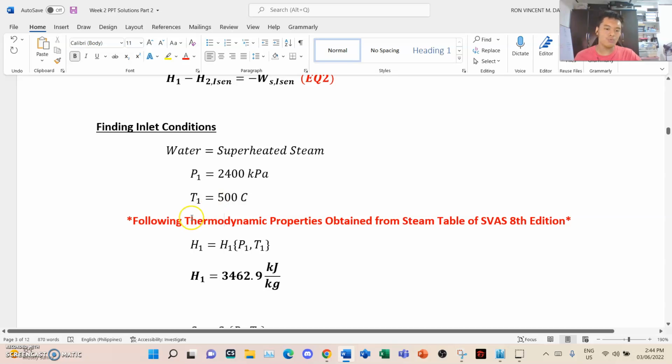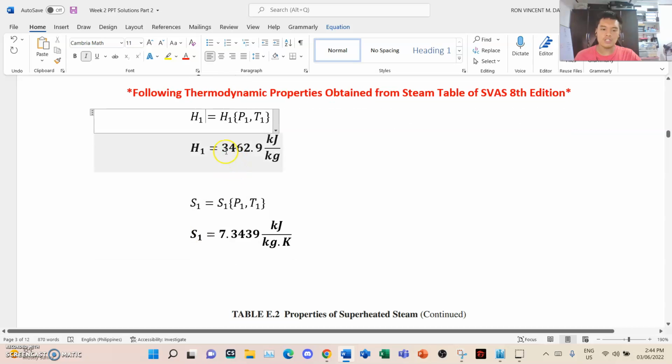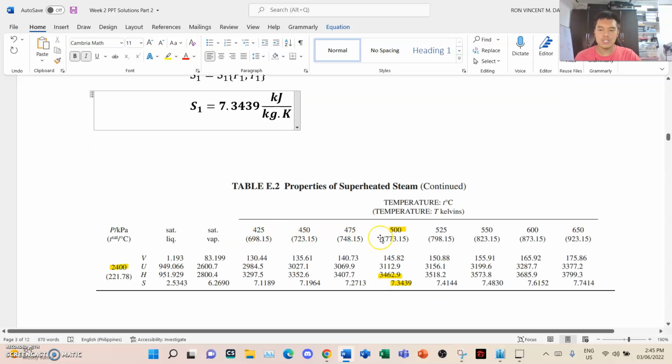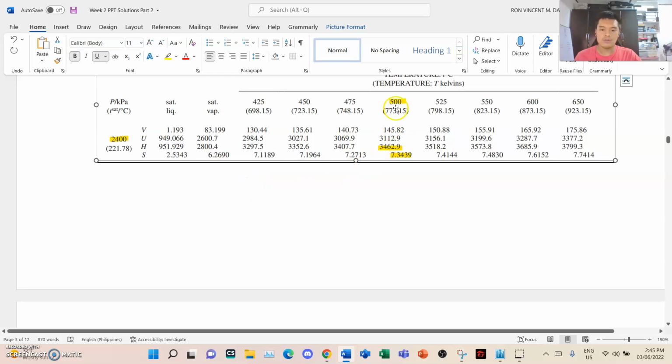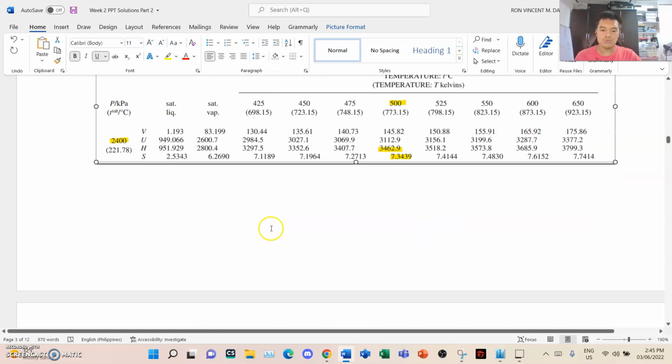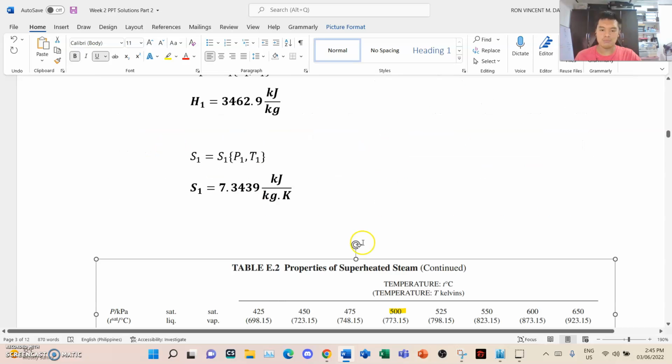How do we do that? We just need to go to the steam table of Smith, Van Ness, Abbott, Swihart, 8th edition, and use these two properties to determine the enthalpy from its steam table. Using it, we found that its enthalpy is 3,462.9 kilojoules per kilogram, and entropy is 7.3439 kilojoules per kilogram per Kelvin. And this is proof that it actually came from the steam table. As you can see in the highlighted parts, 2,400 kPa, 500 degrees Celsius, and this is where our enthalpy H and entropy S are.